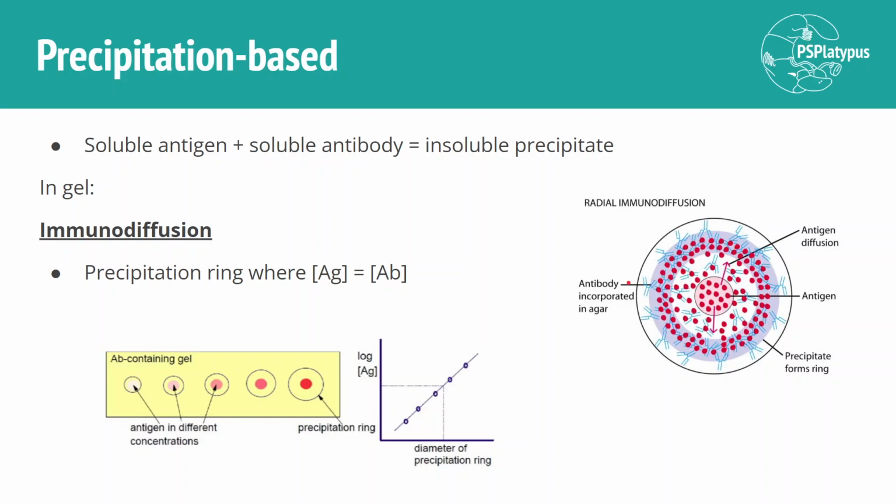So essentially, if you have an antigen solution that is very concentrated, then it can reach out much further until it forms the precipitation ring. But if the concentration is much lesser, then it can only reach out so much until it forms the precipitation ring. That's just the principle behind immunodiffusion.